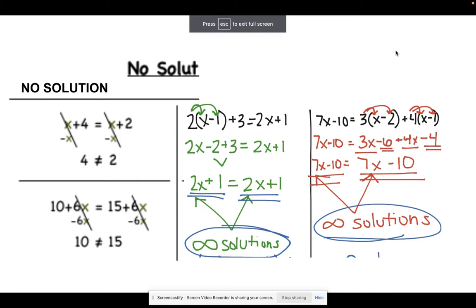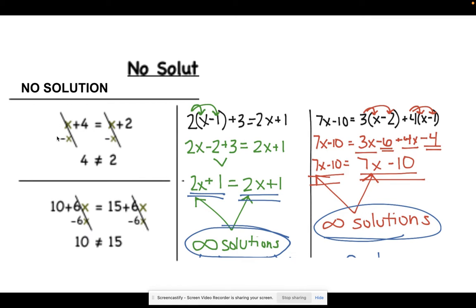All right, so this is a video for us to really look at the difference between when you have a no solution equation and an infinite solution equation. So if you look at this slide here, look at all the no solution equations and the infinite solution equations.